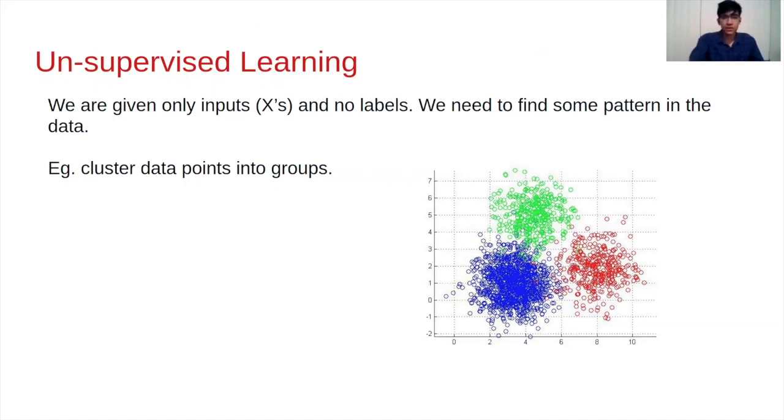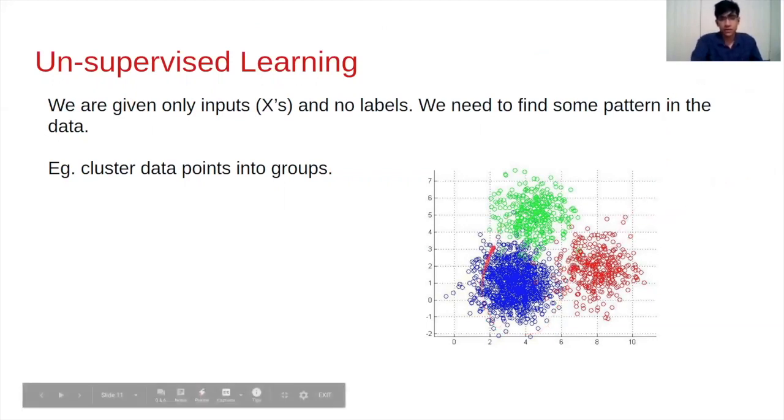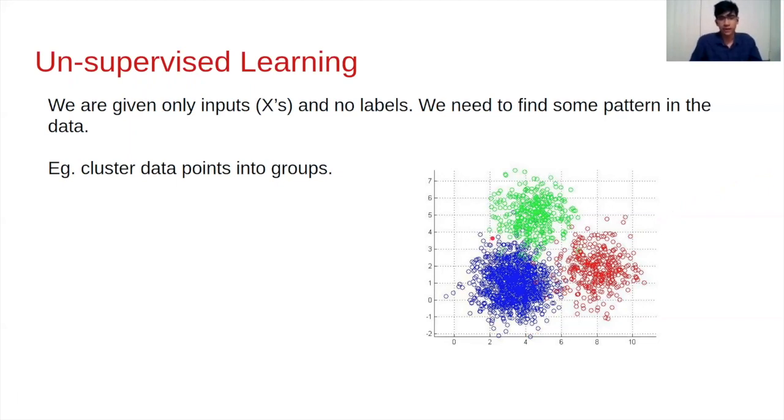So for example, here we are given some data points. We want our model to find some pattern, and the model says that there are 3 clusters in these points, which makes sense. There are 3 clusters among these points, but we didn't have to tell the model that these are the clusters. It had to figure out this pattern by itself.